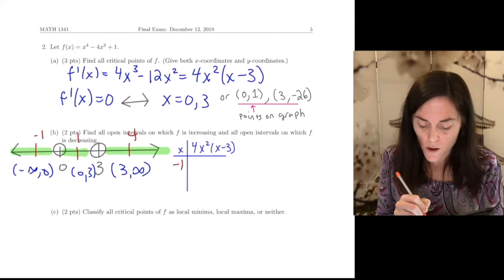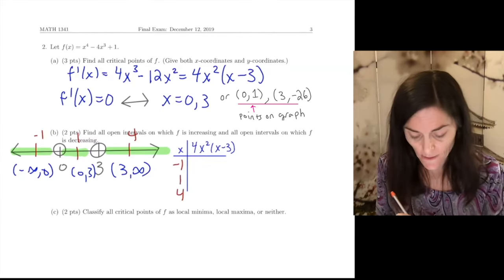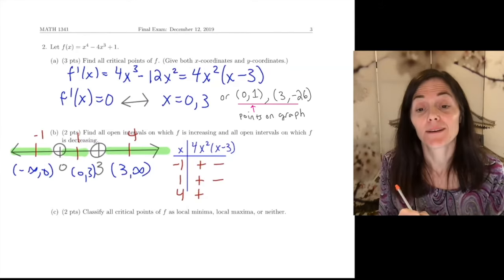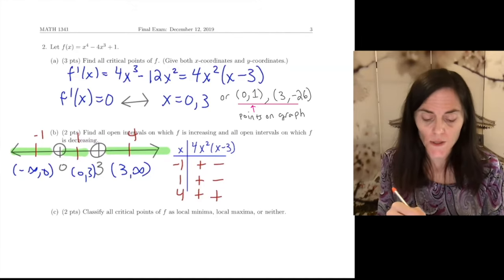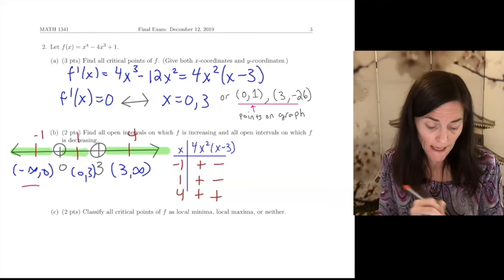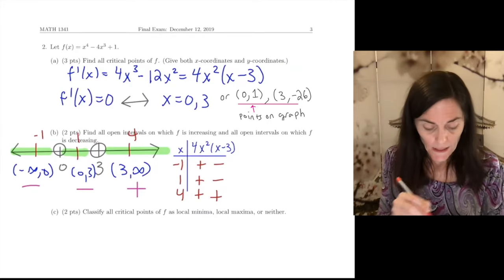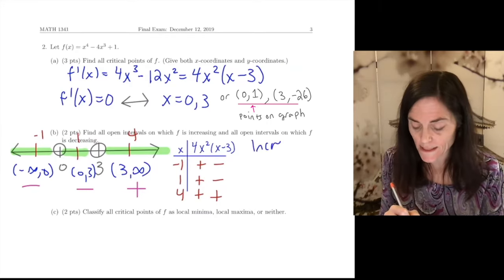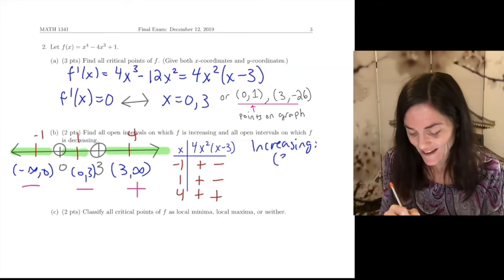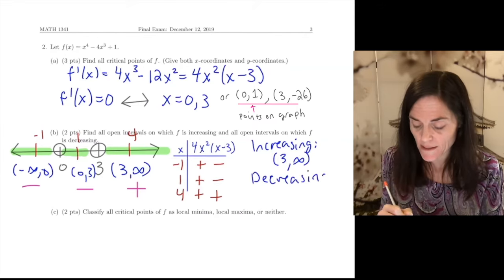So we want minus 1, 1, and 4. Now, 4x squared is always positive. So we have plus, plus, and plus. Here, x minus 3 is negative, negative, and positive. So you see my derivative is negative, negative, and positive on these open intervals. Therefore, the function is increasing. Well, this happens everywhere we see a plus, which is 3 to infinity. And it's decreasing everywhere we see a minus.